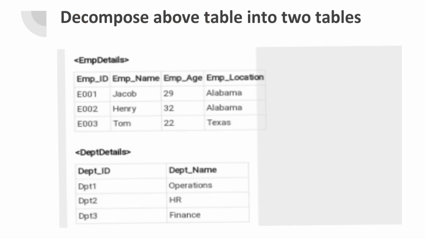Now you won't be able to join the above tables, because employee ID is not part of the department details relation. Therefore the above relation has a lossy decomposition.